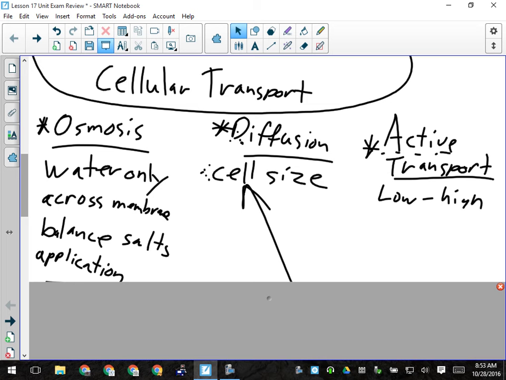Okay, diffusion, that's going to be almost entirely related to cell size. So the application would probably have something to do with here's a cell, is it big or small, and what are the advantages, disadvantages, something like that. And then active transport, remember it uses energy and a certain part of the membrane. What part of the membrane does it use? Carrier proteins.